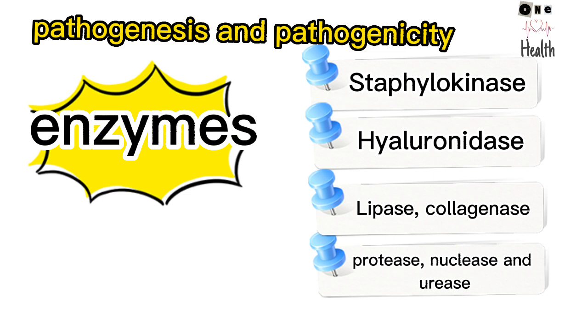The enzymes produced by pathogenic Staphylococcus include staphylokinase, a plasminogen activator, and coagulase, which causes coagulation of plasma in vitro. This is produced only by pathogenic Staphylococcus and not by non-pathogenic Staphylococcus. Because of this, pathogenic Staphylococcus causes coagulation of the plasma in the coagulase test. The second enzyme is hyaluronidase, a spreading factor. Other enzymes produced by pathogenic Staphylococcus are lipase, protease, nuclease, and urease. Those enzymes have a great role in the pathogenicity of Staphylococcus infection.